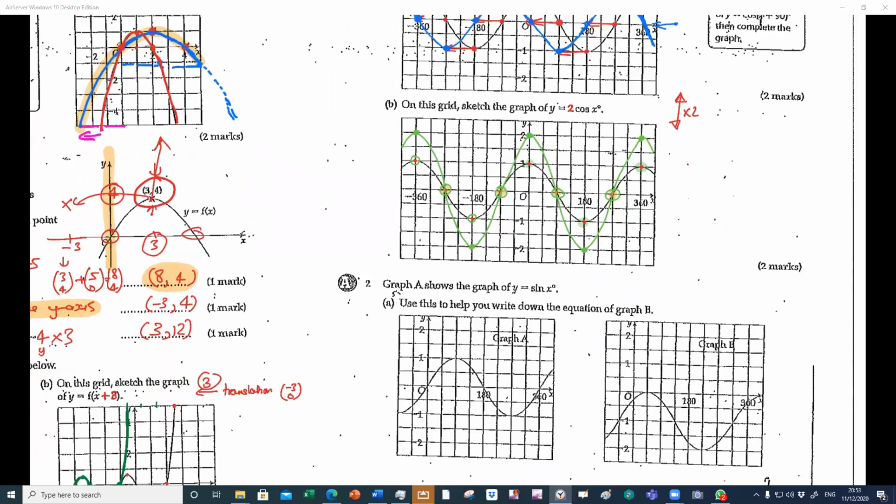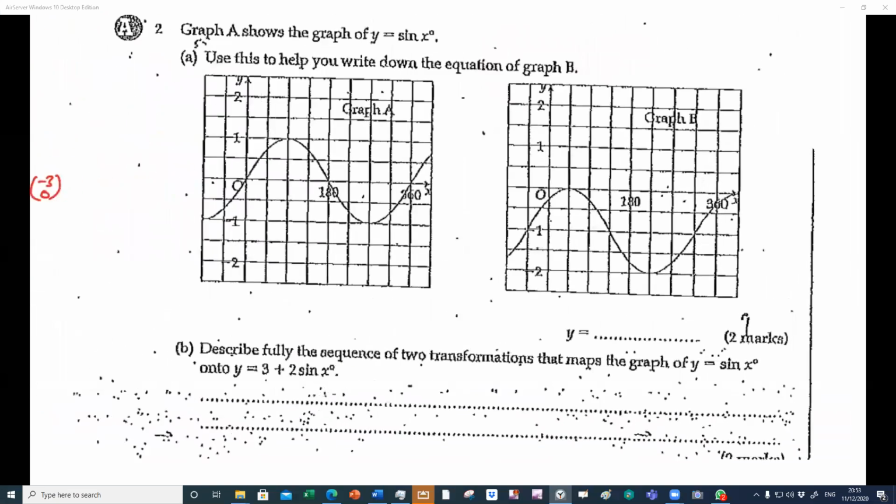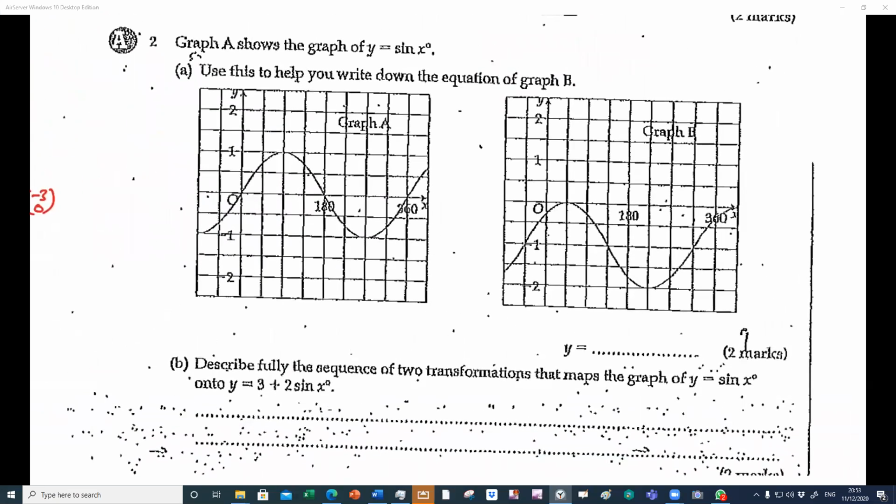Okay, lovely. Thank you for that. Now we are on question number 2. Thank you for that, Ikra. Eliza, question number 2, please. Graph A shows the graph of y equals sine x. Use this to help you write down the equation of graph B. Describe fully the sequence of the two transformations that map the graph of y equals sine x onto y equals 3 plus 2 sine x.